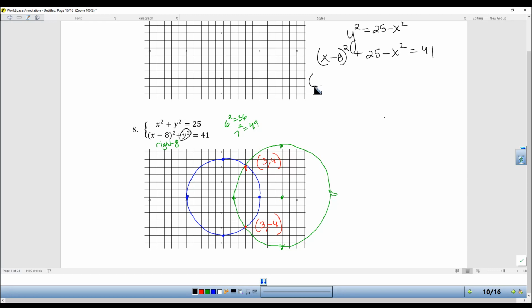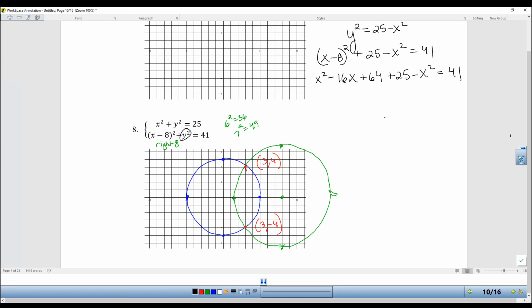I do have to expand this. Please do not write x squared minus 64 or x squared plus 64. It's x squared minus 16x plus 64. I actually don't need the parentheses anymore because they did their job. Plus 25 minus x squared.